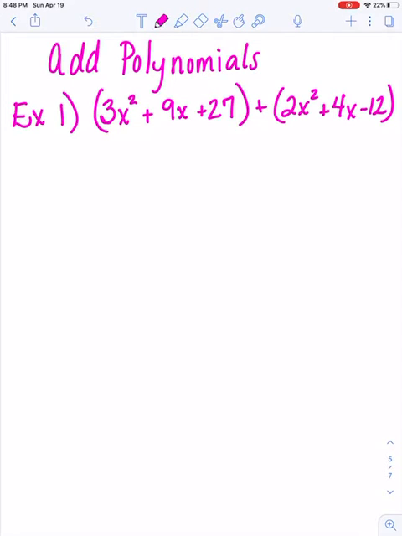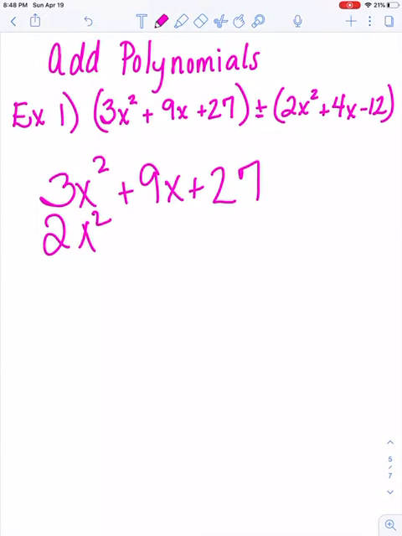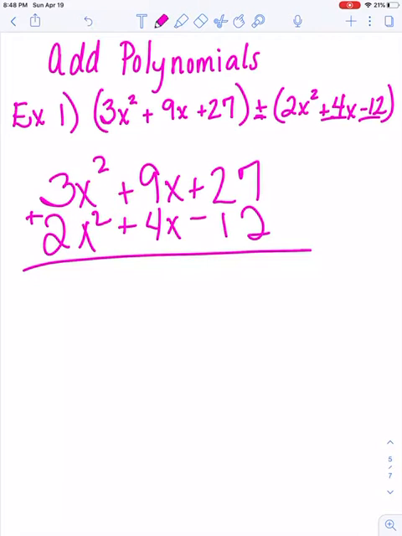To me, the easiest thing is to line them up vertically, where I've got 3x squared plus 9x plus 27. I'm adding, so I'm going to add my 2x squared to my 3x. I'm going to add a positive 4x to my 9x, and I'm going to add a negative 12 to 27. So let's just look at this. What is 3x squared plus 2x squared? That's 5x squared. Remember, we only add the coefficients.